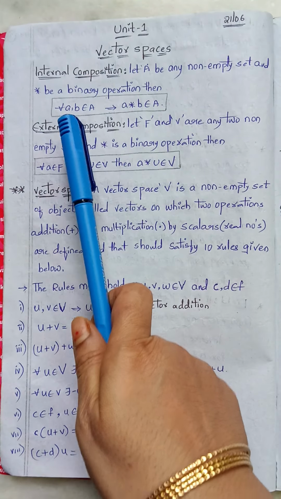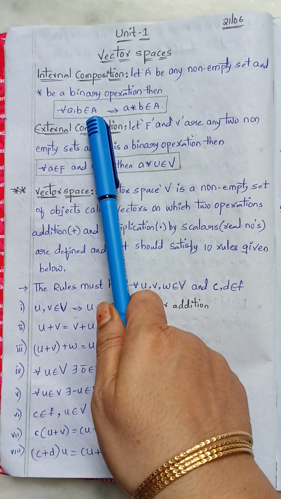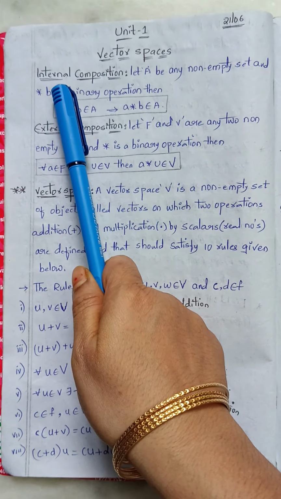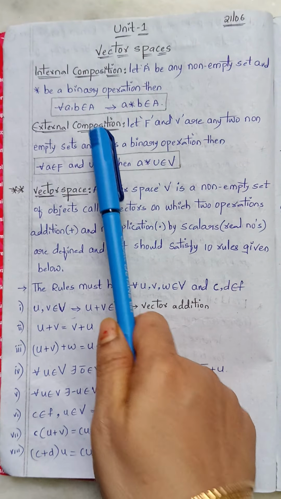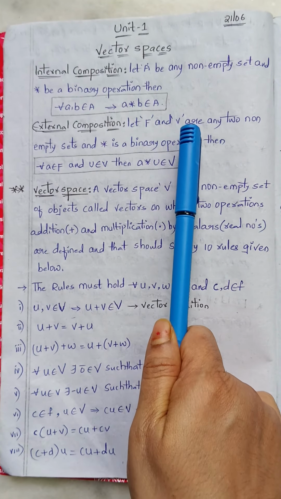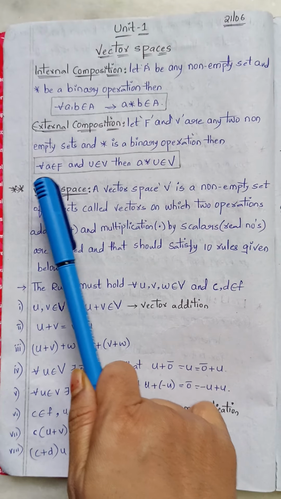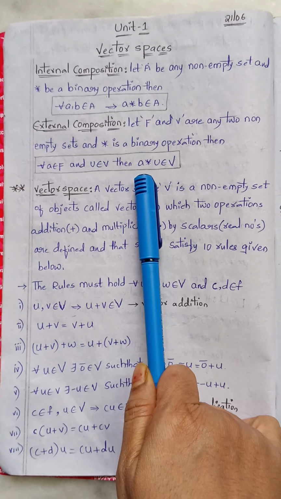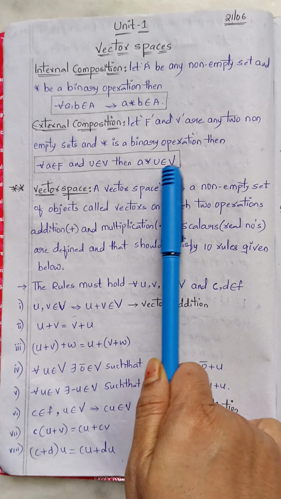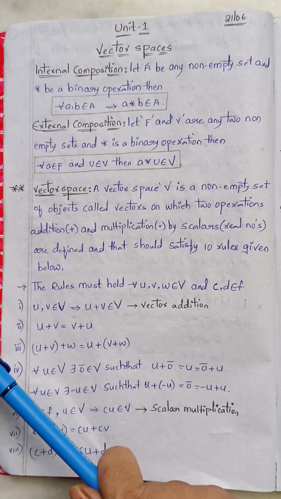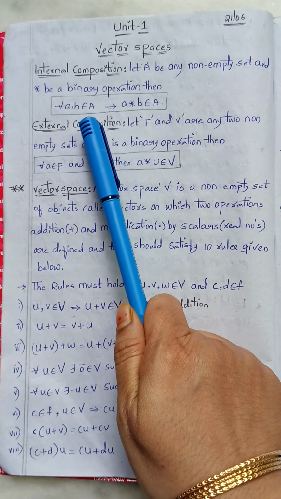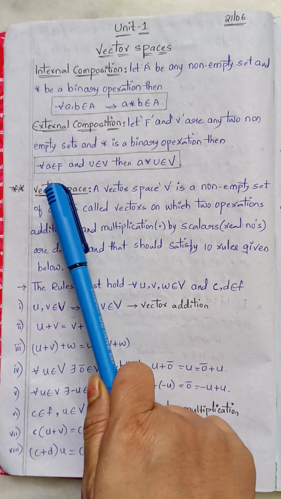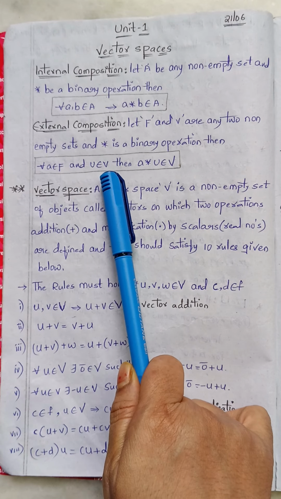Internal composition means taking two elements from the same set and applying an operation. External composition means we take one scalar set and one vector set, two different sets, and take elements from the two different sets and apply an operation, and the result belongs to the vector set. Here we take two elements from the same set, and here we take two elements from two different sets: one is a scalar set and one is a vector set.